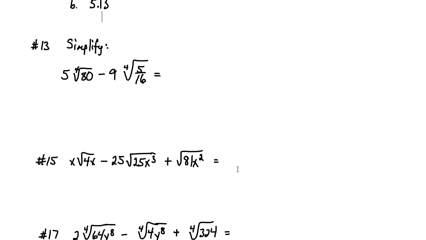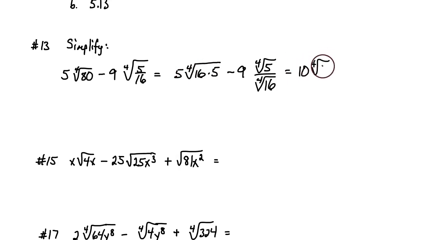Number 13, we're asked to simplify this difference. To simplify a difference involving radicals, we need to create like terms, like we had in those earlier questions. The 4th root of 80 does not make an integer, so let's try to do some rewriting on that. 80 can be written as 16 times 5. And I chose 16 times 5 because we can find the 4th root of 16 and get a nice result. Similarly, let's rewrite this one over here as the 4th root of 5 over the 4th root of 16. The 4th root of 16 is 2, and 5 times 2 makes 10, 4th root of 5. So this right here is how you rewrite this term.